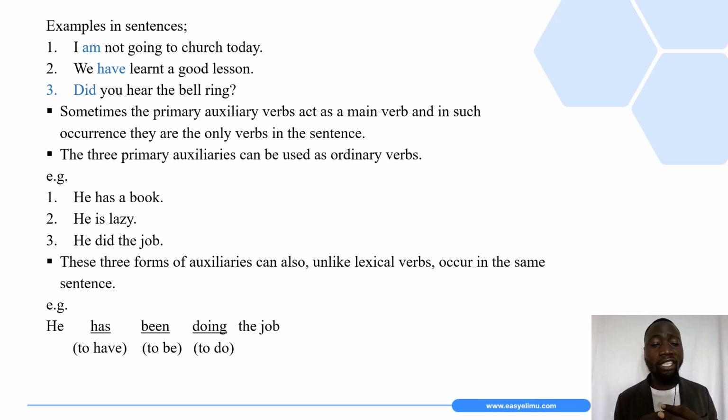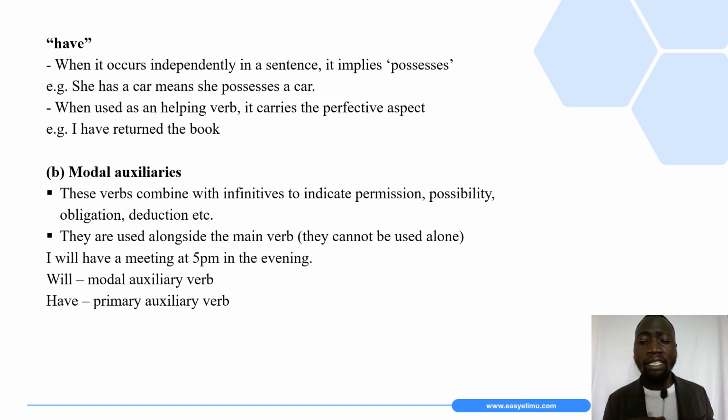So to illustrate this, there is a sentence here. So the sentence is, he has been doing the job. He has been doing the job. So in that sentence, we have 3 auxiliary verbs. The first one is has, that is in the form to have. The second one is been, that is in the form to be. Then the third one is doing, that is in the form to do. So they can occur in the same sentence as seen.